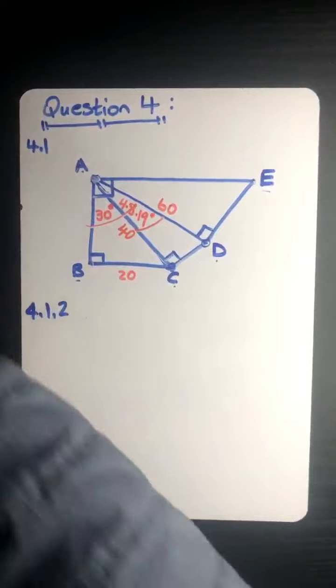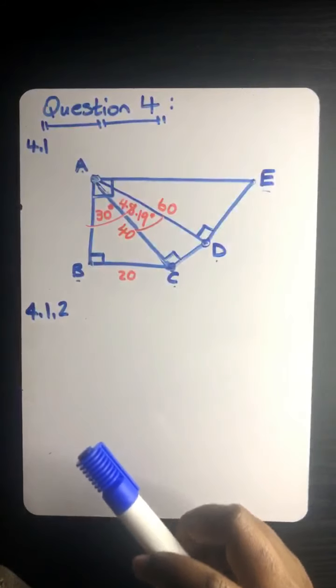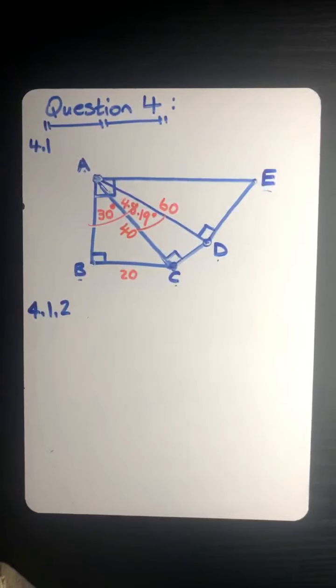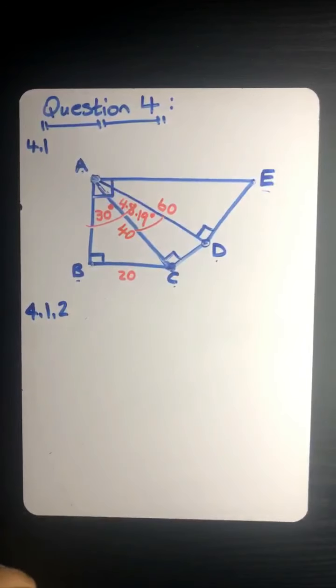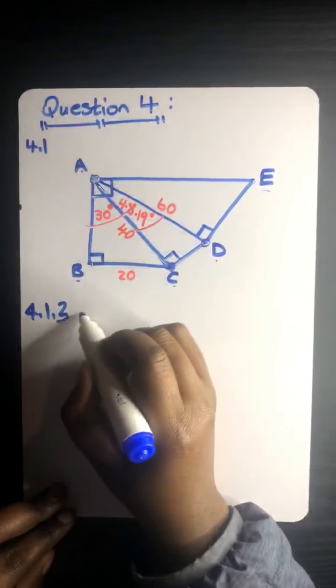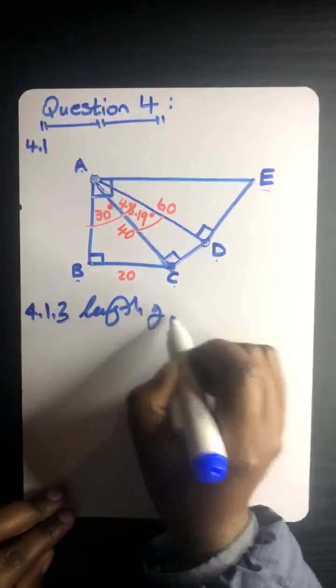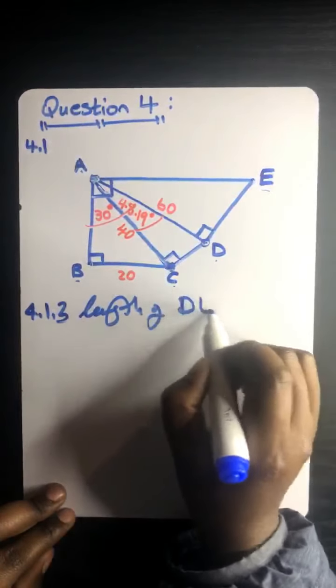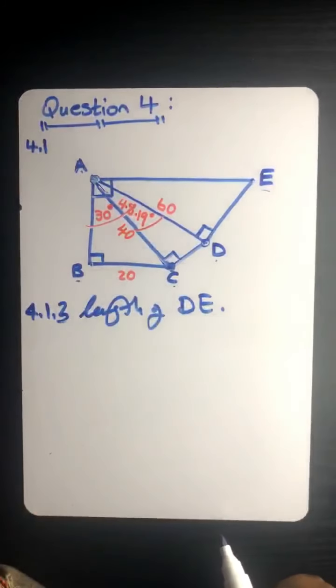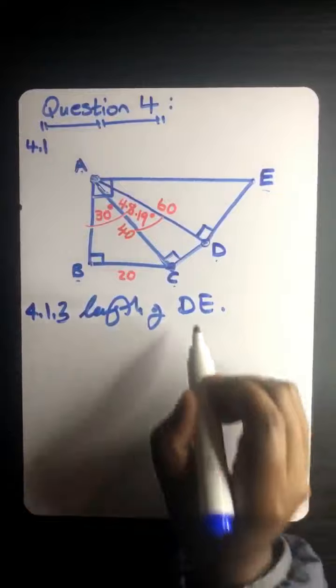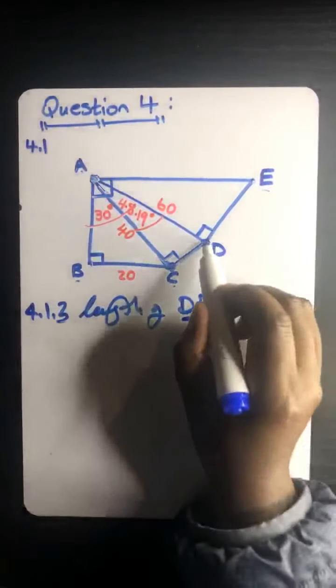Calculate the length of DE. What is it saying? Calculate the length of DE. Length of DE. Yes. Okay. Let's see. Where is D? Where is E? There is D.